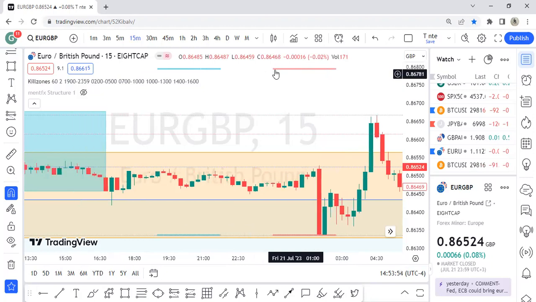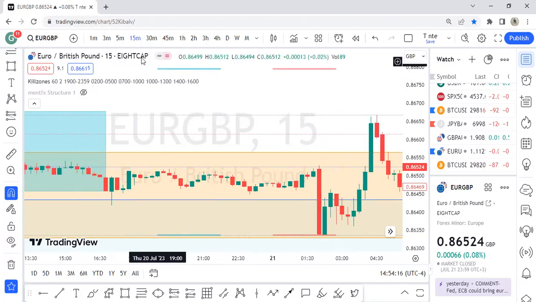You can see that this setup formed during the New York Hill zone. Or London zone, the chart has an issue with time, right? So let me just check what time this was. Okay, it formed during the London Hill zone.